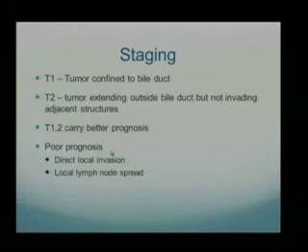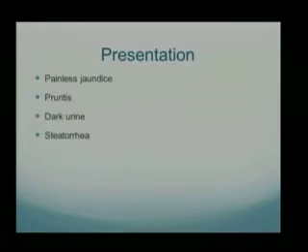Poor prognostic indicators in bile duct cancer would be direct local invasion, which means a T3 lesion, and local lymph node spread. Presentation, again, just like any other mass in the biliary tree: you'll have painless jaundice, you may have pruritus, dark urine, steatorrhea, and clay-colored stool.